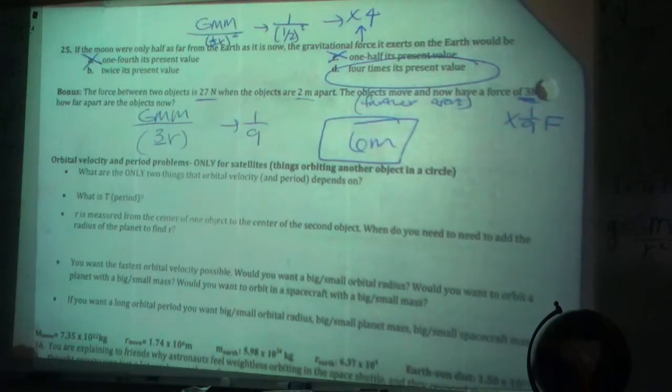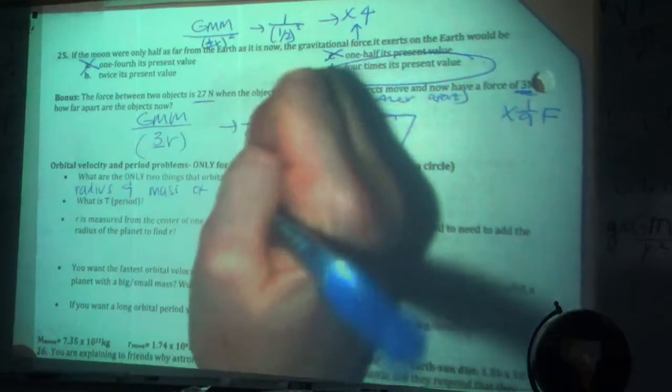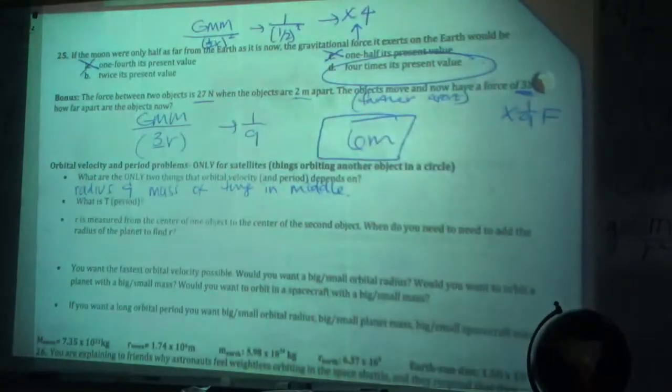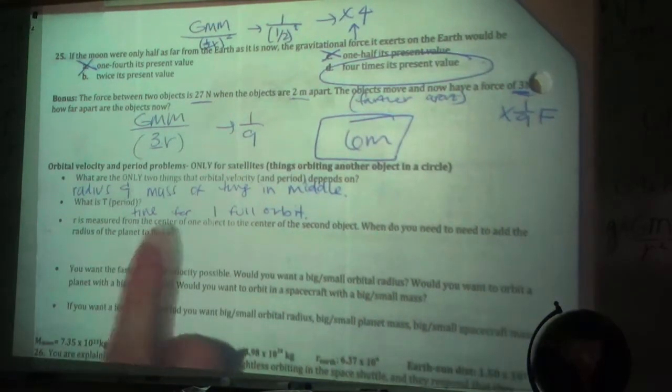The only two things that orbital velocity and therefore period depend on are the radius and the mass of the thing in the middle. The thing that is being orbited around, that other things are orbiting around. The period is the time for one full orbit, so the time it takes to go around once. R is measured from the center of one object to the center of a second object. So sometimes I just give you the orbital radius R, and sometimes you have to add the radius of the planet in order to find R.